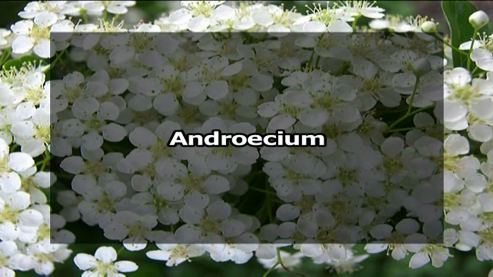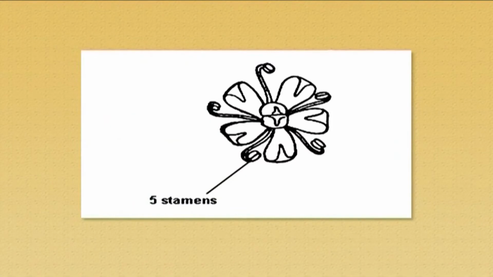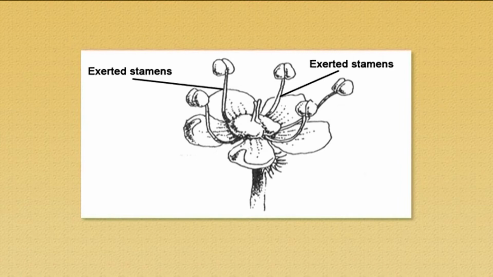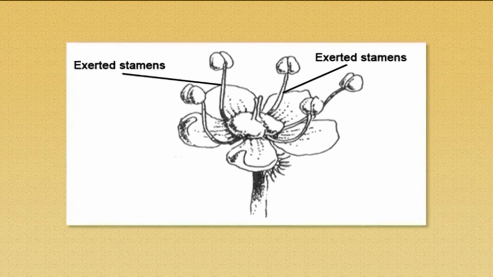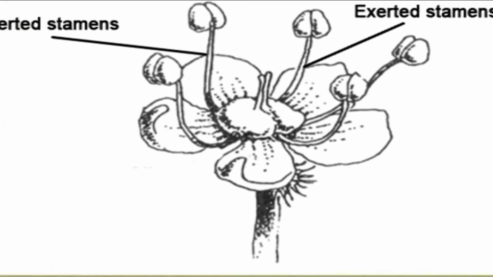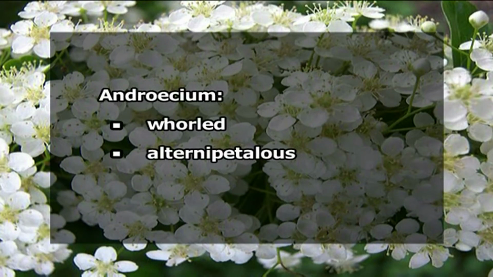Now the androecium, that is the male part of the flower. Androecium comprises 5 stamens which are inflexed in the bud stage. These stamens are exserted. What is meant by exserted? These stamens protrude beyond the perianth when the flowers are open. This is called exserted. These stamens are whorled and they show an alternipetalous arrangement. And they are again apostemonous, that means they are free from each other.